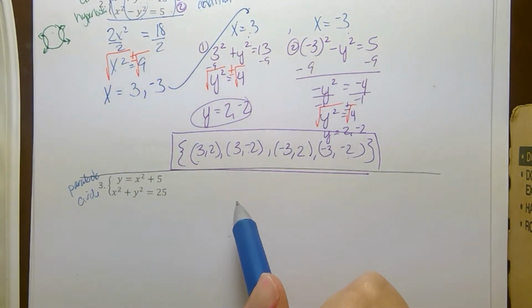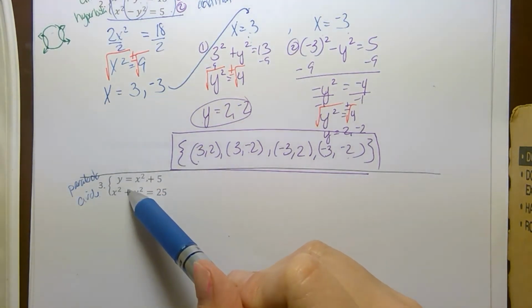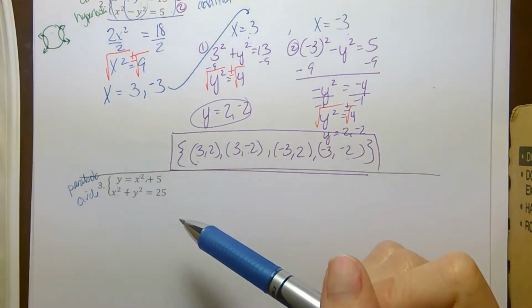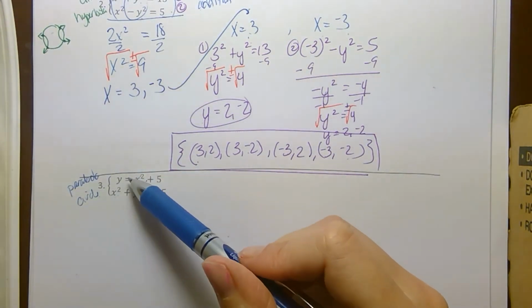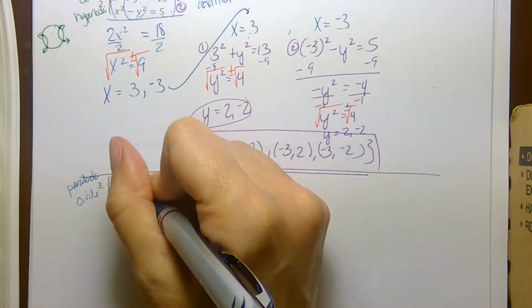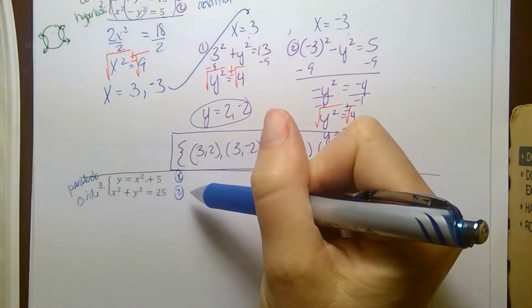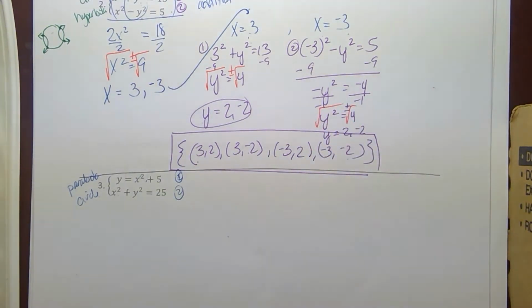I could do addition by moving everything. I can move this x squared over to the left, and I would have y minus x squared, so my x squares would add to 0. Or I can do substitution and substitute in for this y value, because I've already got this set equal. Y is set equal to x squared plus 5. So I've got two equations in my system, equation 1 and equation 2. I can solve using either substitution or addition.